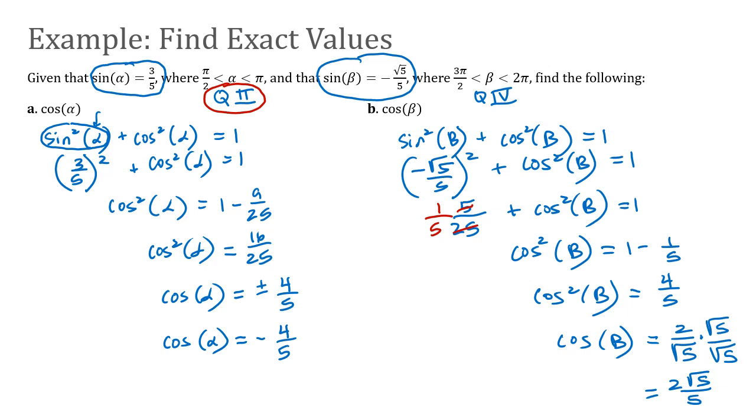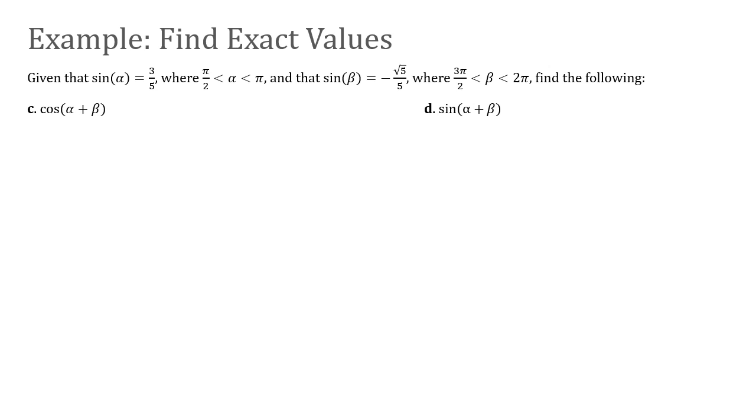And is it a positive or is it a negative? Right? This came out positive or negative because we square rooted it. We're in quadrant 4, and in quadrant 4, the cosine is positive. So there are my two answers.